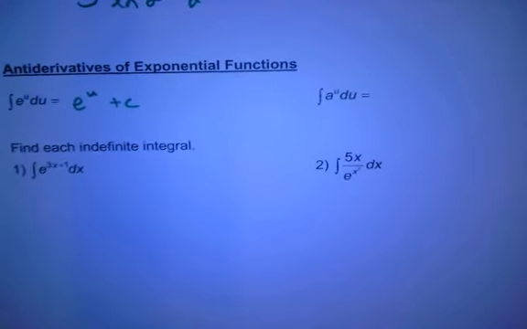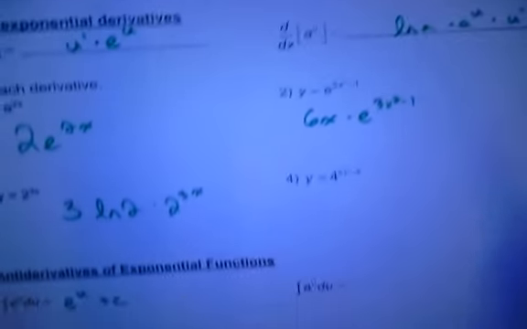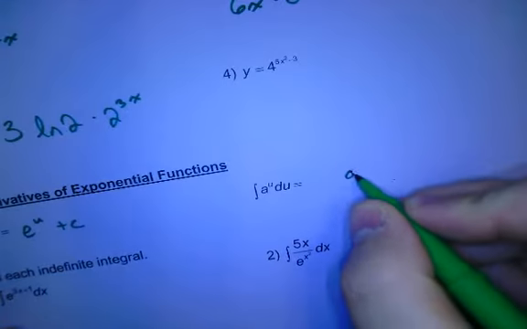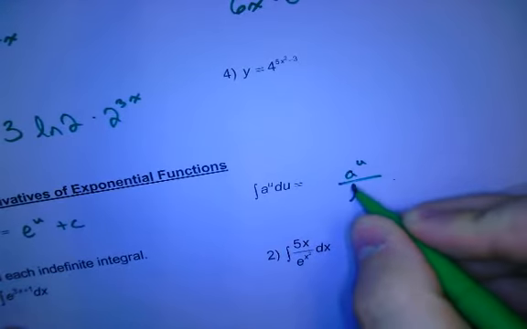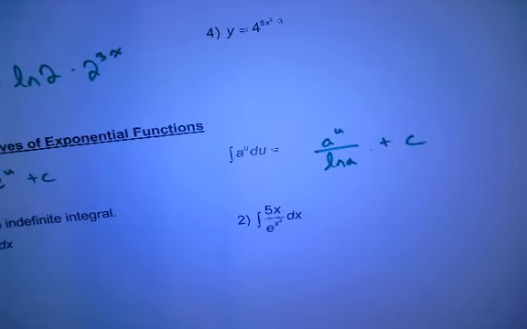Any ideas here? When you take the derivative, you get u multiplied by ln of a, so you take the antiderivative of u. So it's going to be a to the u over ln of a plus c.